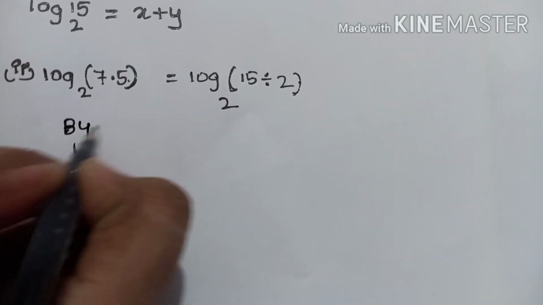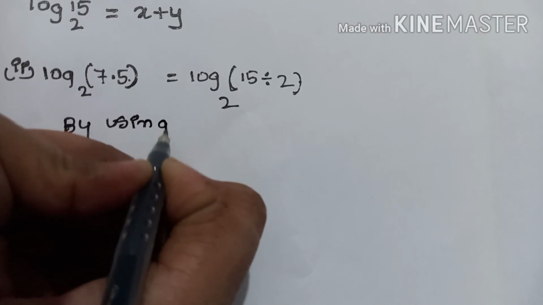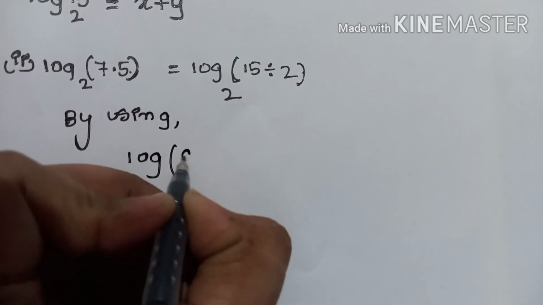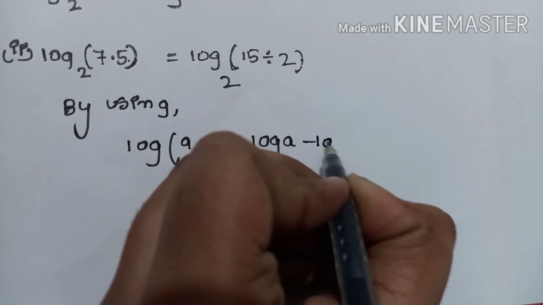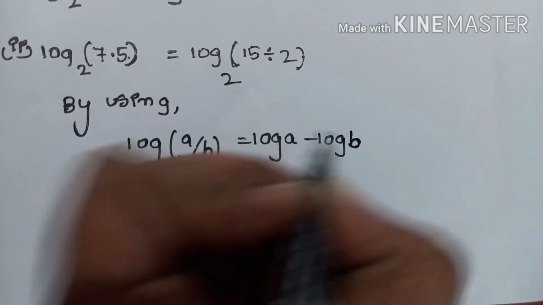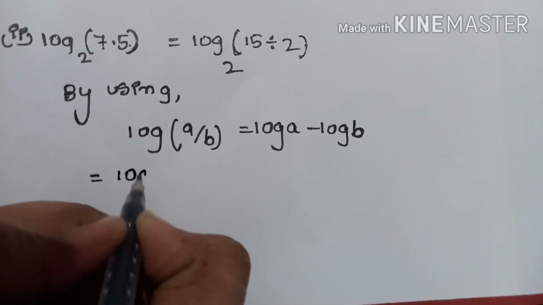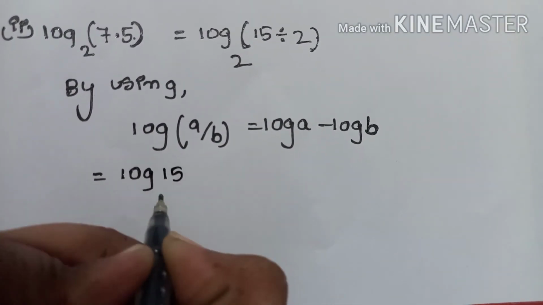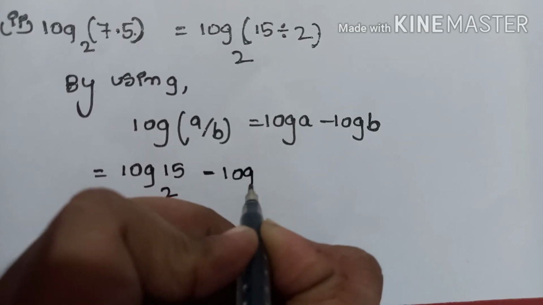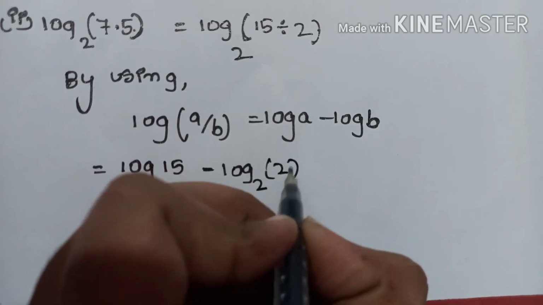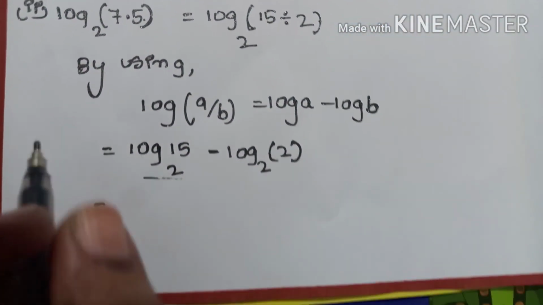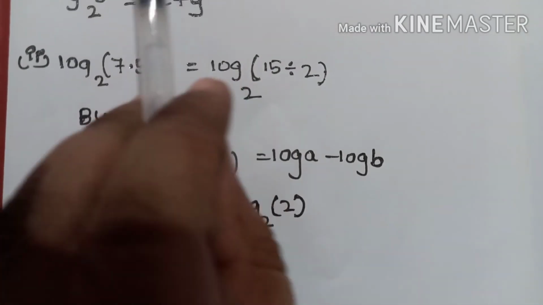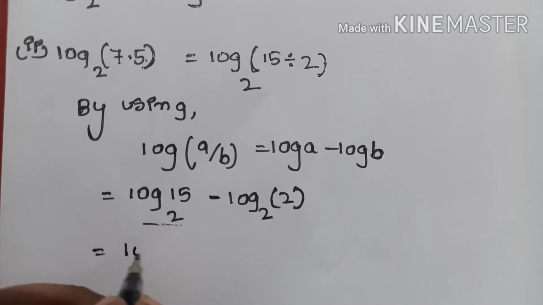So we know the property by using log a by b, which can be written as log a minus log b. We can split this term as log 15 to the base 2 minus log 2 to the base 2. And this is the first question which we have done, log 15 to the base 2 we know, and use the same procedure to solve this. I am writing the answer directly.